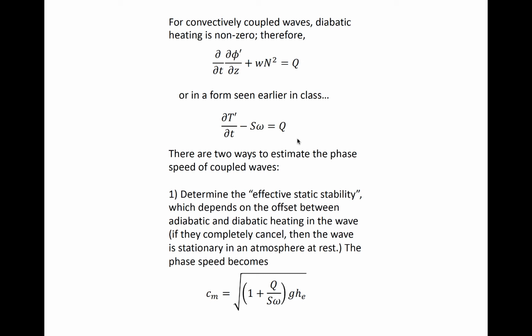In this case, the so-called effective static stability is reduced, such that the value of N in the expression for equivalent depth is reduced. For this, the phase speed of the coupled wave is reduced proportional to the offset between the adiabatic cooling and the condensational heating associated with the upward motion. The same is true for opposite sign and downward motion, except the radiative cooling becomes the dominant diabatic term and cancels with the subsidence warming. Observations do indicate that this approximation appears to be largely true in the tropics.